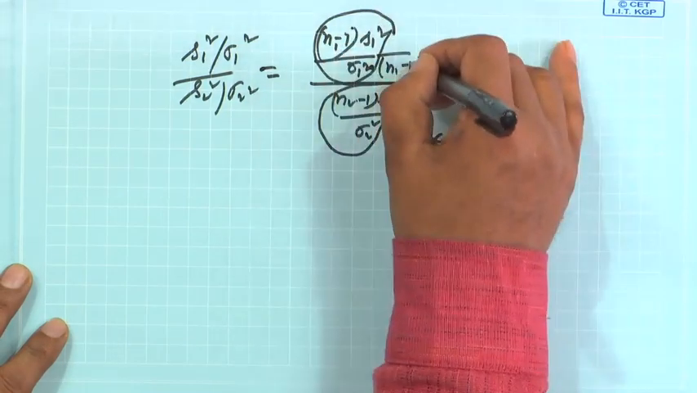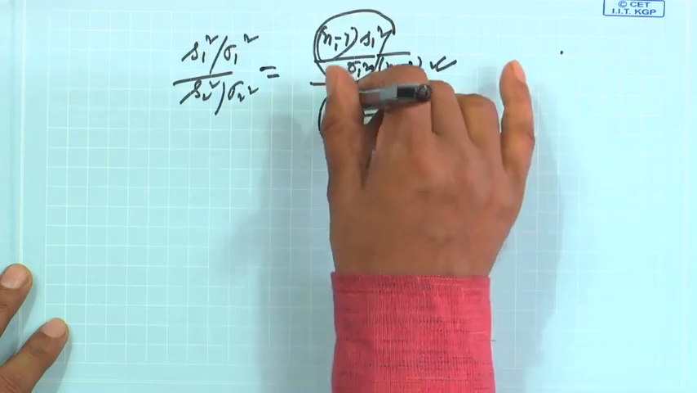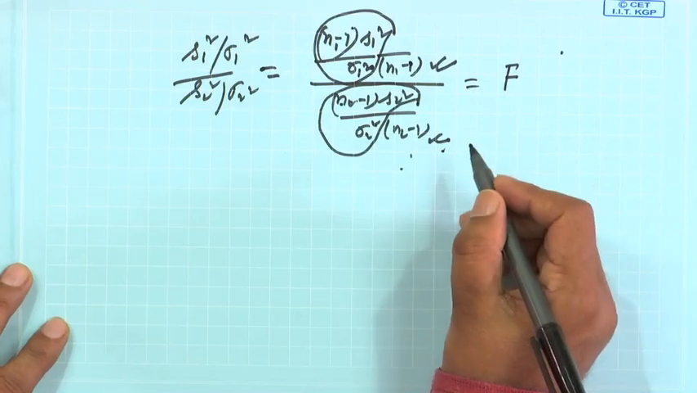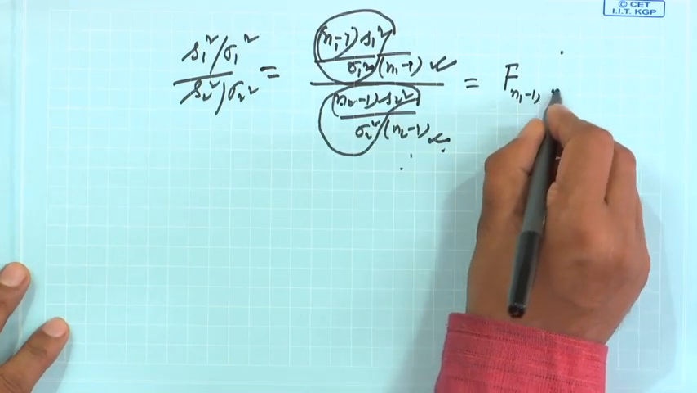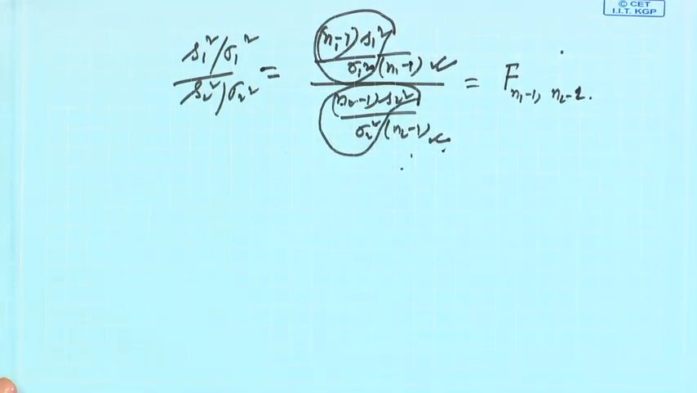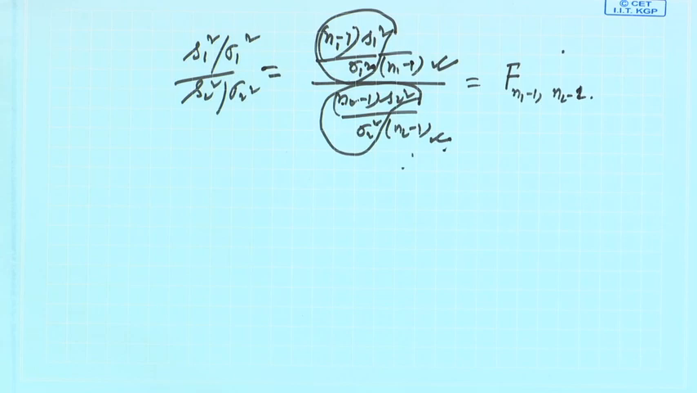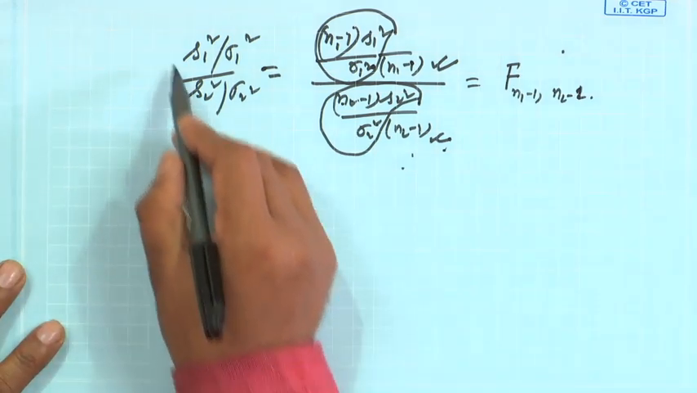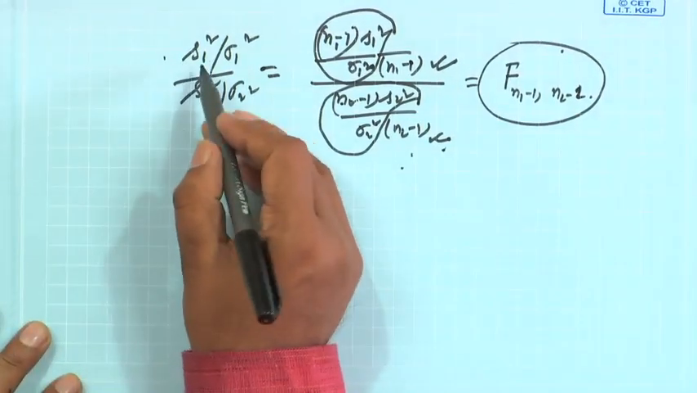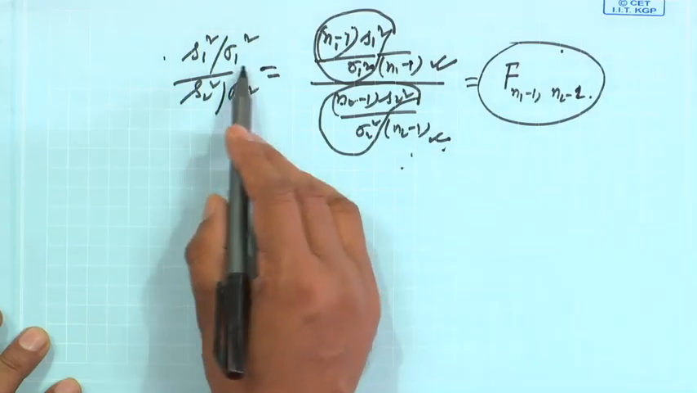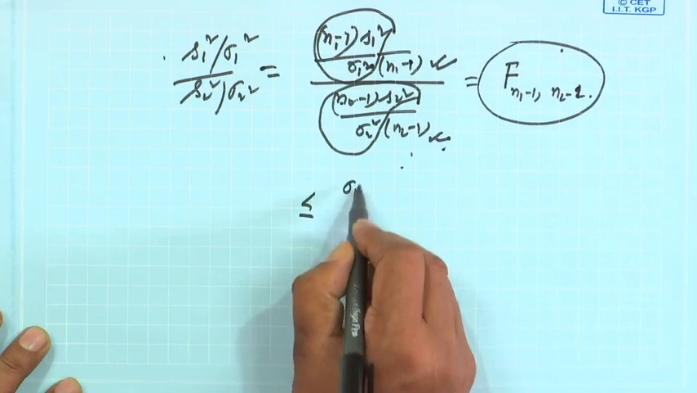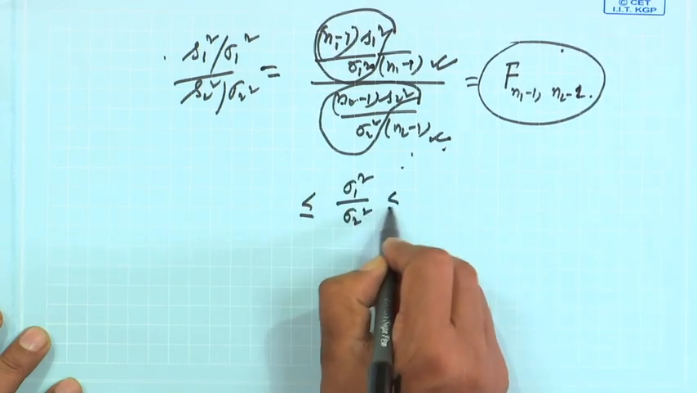So a chi-square variable divided by its degrees of freedom, over another chi-square divided by its degrees of freedom, will be an F distribution, with N1 minus 1 and N2 minus 1 degrees of freedom. So that means this quantity follows the F distribution. What do you have in the data, and what do you want to know? You want to know the ratio, so you are interested in finding an interval like this.